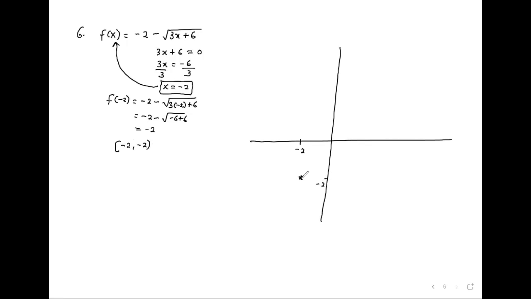But let's see if it will make sense that it will have a y-intercept. -2 minus 3 root of 0 plus 6. That is -2 minus 3 root 6. So there's indeed a y-intercept. So this is our family. So that number there is -2 minus 3 root 6.